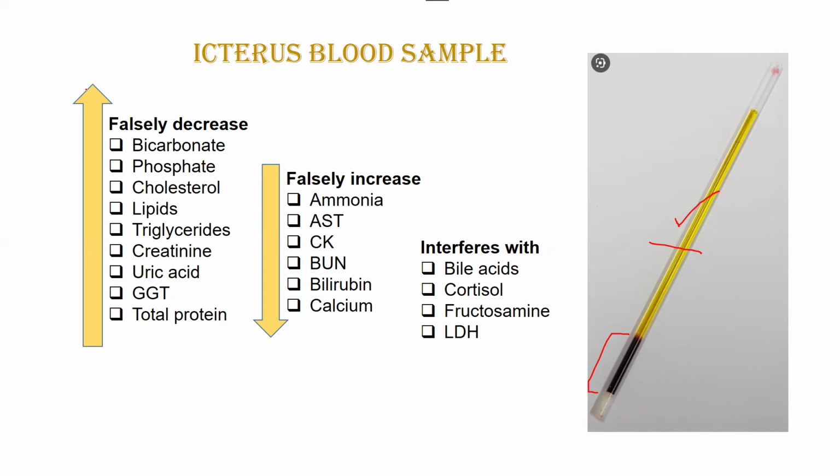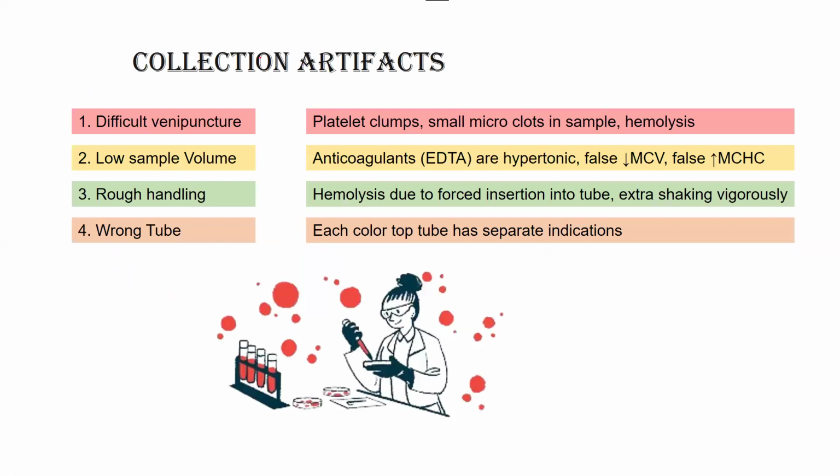Basically, this arrow should be downward, sorry guys. This falsely decreases these things, and it falsely increases, so the arrow should be like this. It falsely increases ammonia, AST, CK, BUN, bilirubin, calcium, and it also interferes with bile acid, cortisol, fructosamine, and LDH. It does not specifically increase or decrease them, but it interferes with these tests. So you should remember that these values are going to be affected based on what type of sample is being submitted.